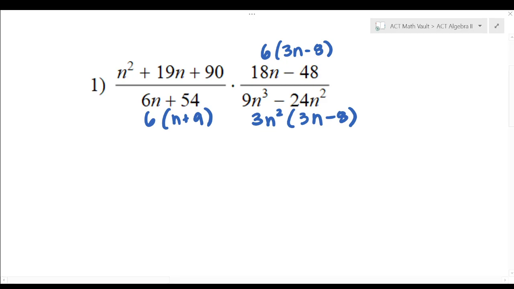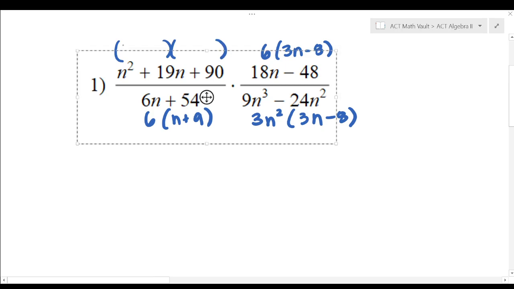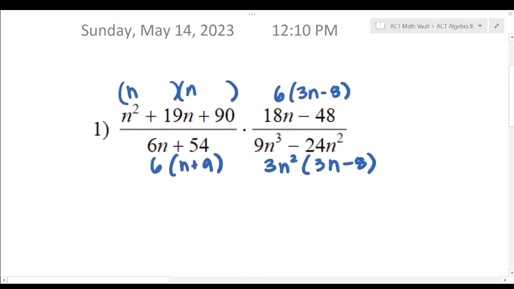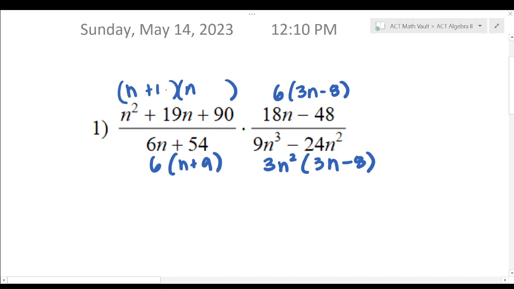So this trinomial can factor into two binomials, and that would be n, n. And then we need plus 10 plus 9, because 9 and 10 add to 19 and multiply to 90.